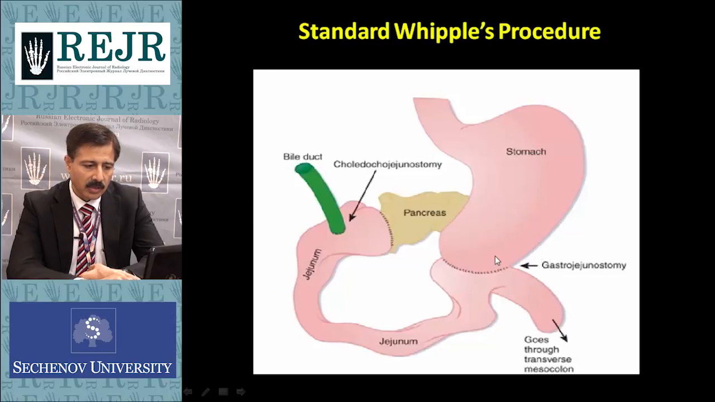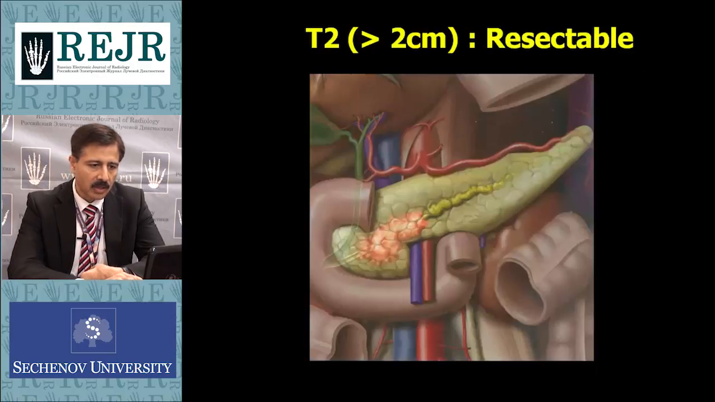So from here, what we have learned is that invasion of the duodenum, for example, is not an issue, because the duodenum is automatically removed in Whipple's procedure. A few examples from a few pictures.